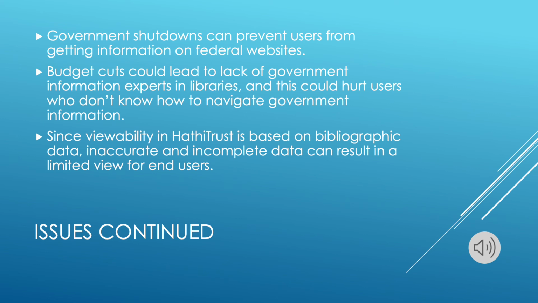If federal depository libraries' budgets continue to be cut, they probably won't be able to afford government information experts, and that can hurt users who don't know how to navigate federal agency websites or how to use government information. If a digital library service's viewability is based on bibliographic data, like HathiTrust, then inaccurate or incomplete data will result in the view of digital government documents being limited for end users.